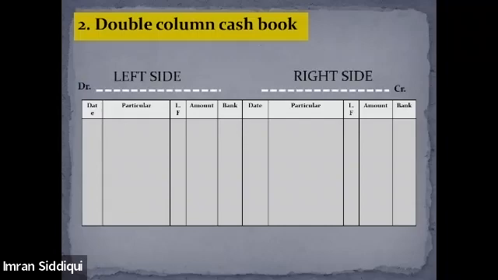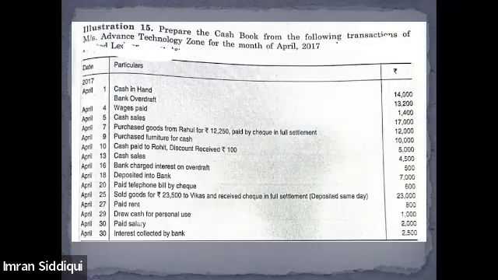Okay, and everything else is the same. All the inflows will be recorded on the debit side, and all the outflows, whether related to the cash specifically or to the bank, will be recorded on the credit side. So how is it different from the single column cash book? It is different in the sense that it records the bank related transactions as well, apart from the cash transactions. So to understand it in a more proper way, let's discuss this question.